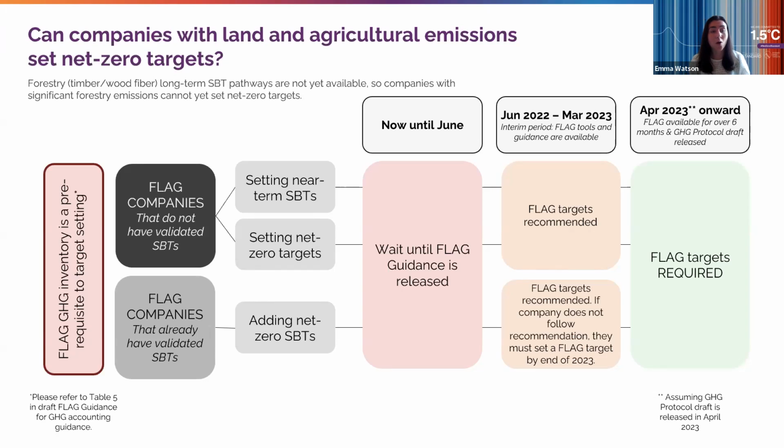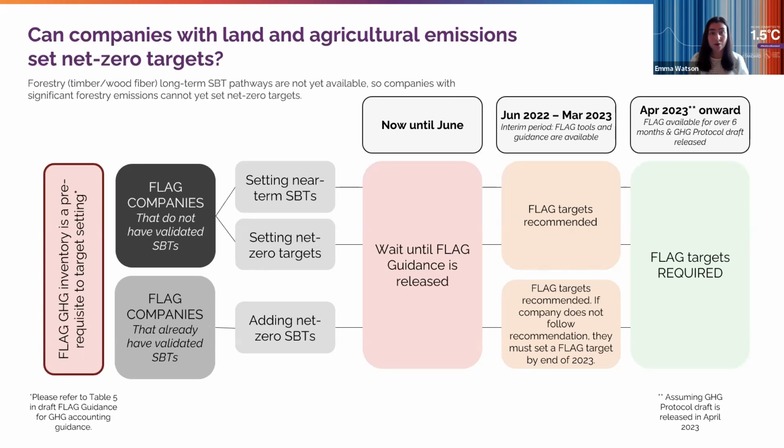For FLAG companies that already have validated science-based targets, but are looking to add net zero targets, we would recommend that you wait until June. The reason for that is because we want companies to set near-term science-based targets for FLAG as well as net zero targets.